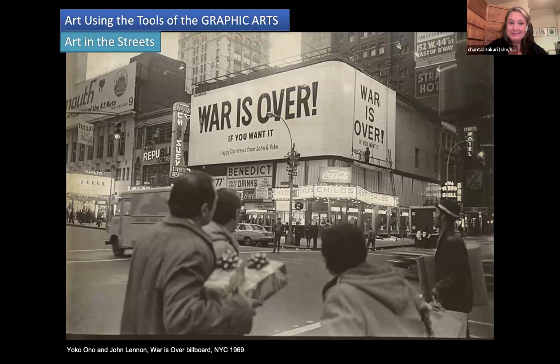In graphic arts courses at the SMFA, we also look at artists taking over the billboard medium, making art in public spaces. Here is John Lennon and Yoko Ono, who installed a billboard in Times Square in 1969. The medium itself is the billboard. There is no painting, there is no photograph.